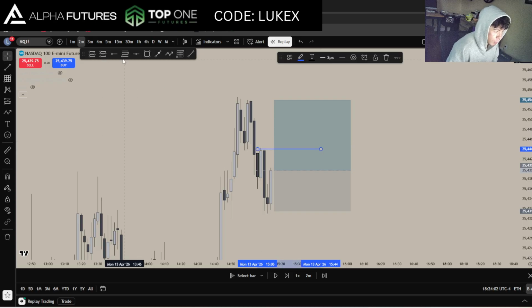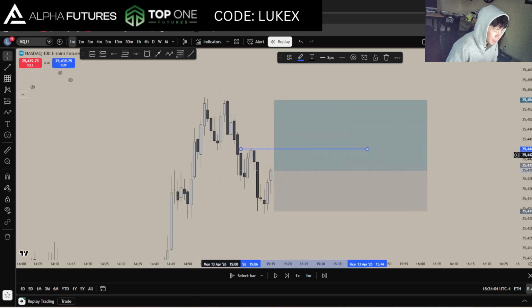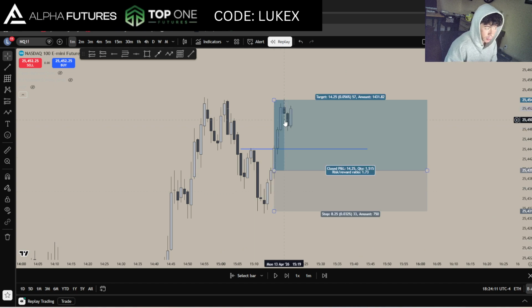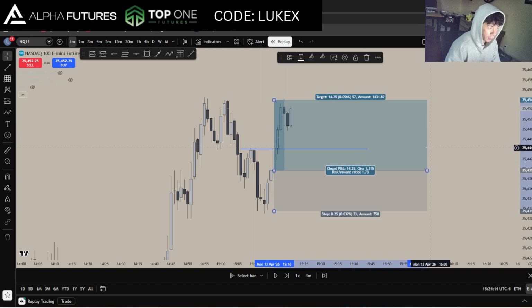If you want to give it a little bit more breathing room, you can go to the 1 minute and see if you find something a bit higher. But again, that looks pretty good. Price should aggressively flush through this. And again, perfectly flushes through it. We get the close above. It should just continue to flush higher.